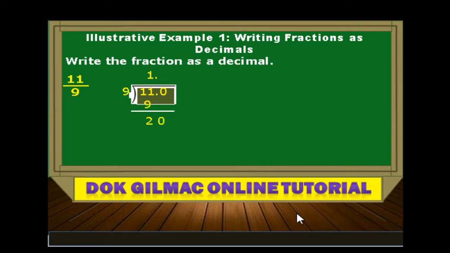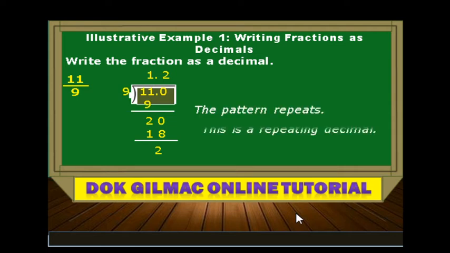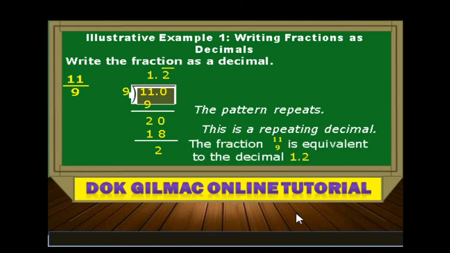Bring down 0. 20 divided by 9 is 2. 2 times 9 is 18. So as you can see, the remainder is 2, which means the pattern repeats. This is an example of a repeating decimal. The fraction 11 over 9 is equivalent to the decimal 1.2 with a bar over the 2.